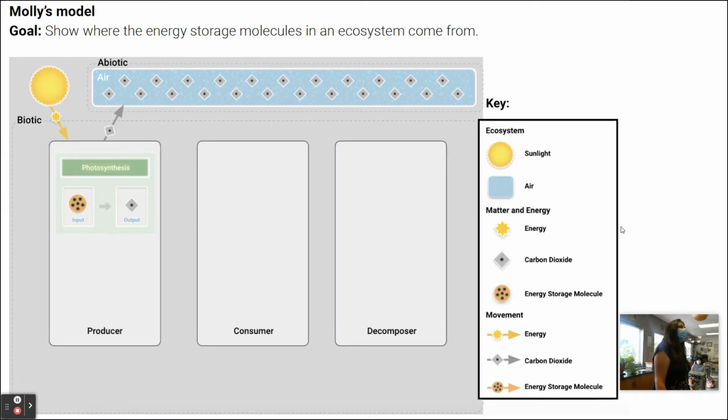Oops. This is Molly's model. Molly's model, the goal is to show where the energy storage molecules in an ecosystem come from. So here you have the biotic, which is the sun. I'm sorry, that's a lie. This biotic line means everything below it is biotic, and then this square up here is abiotic. So here's the sun being transferred, the movement of the energy into the producer. We have the process of photosynthesis.